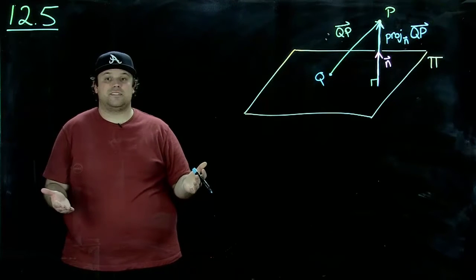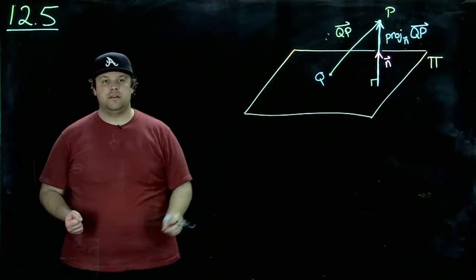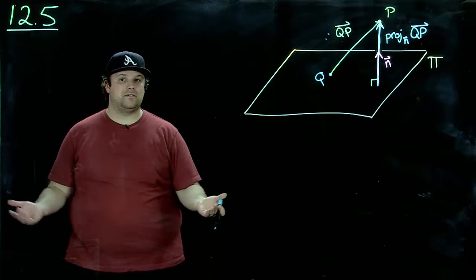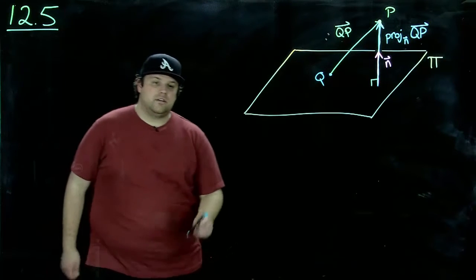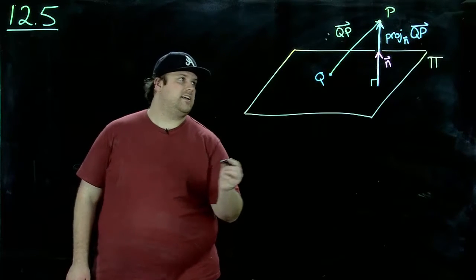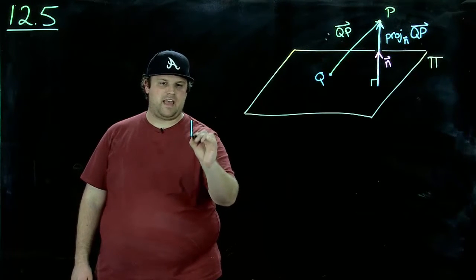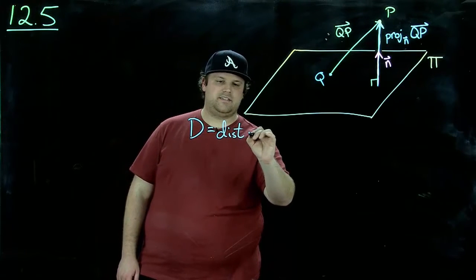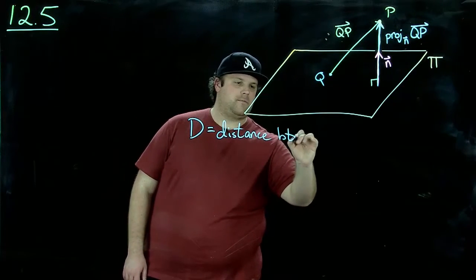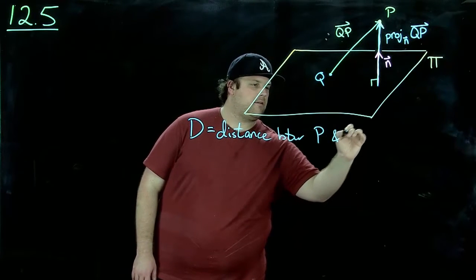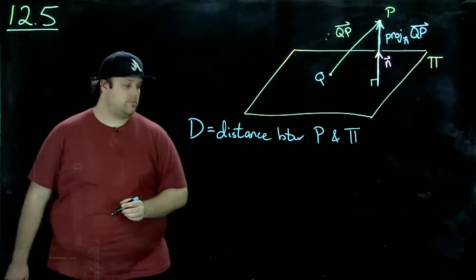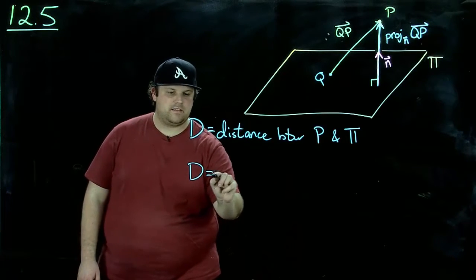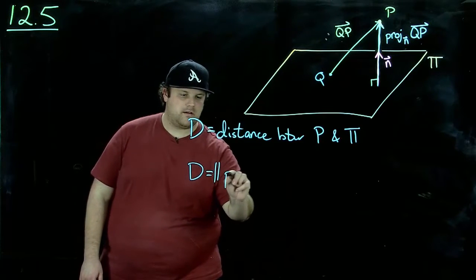Well, we're almost done now. We just need to find the magnitude of that vector, and once we've done that, what do you know? We've got the distance. So let's call this distance here, capital D, the distance between P and pi. Okay? Then D is going to be equal to the magnitude of this projection.